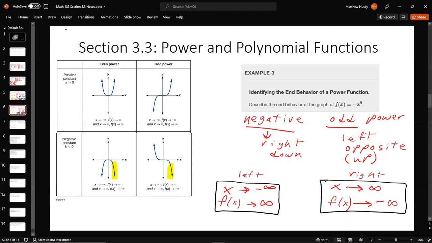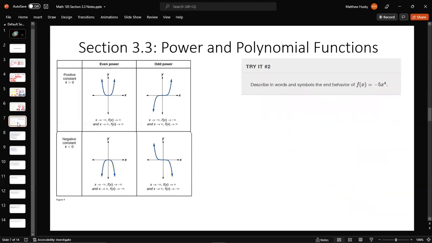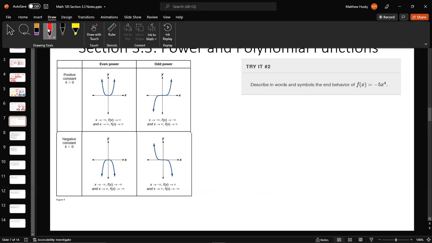Okay. So that is just describing the end behavior of power functions. All right, let's see what else we have. Describe in words and symbols the end behavior of negative 5x to the fourth. So I've kind of been doing both of these all along the whole time, but we'll just go ahead and do this again here, just for good measure.